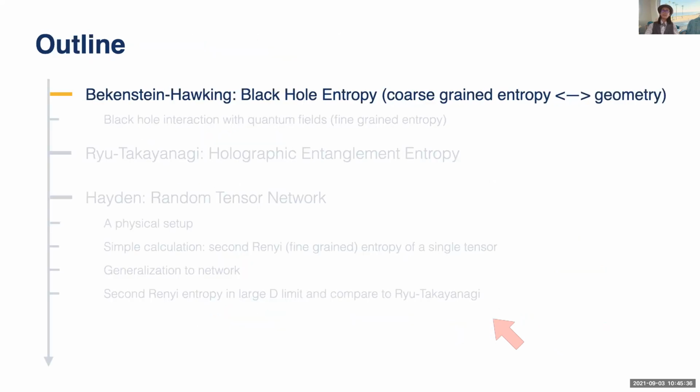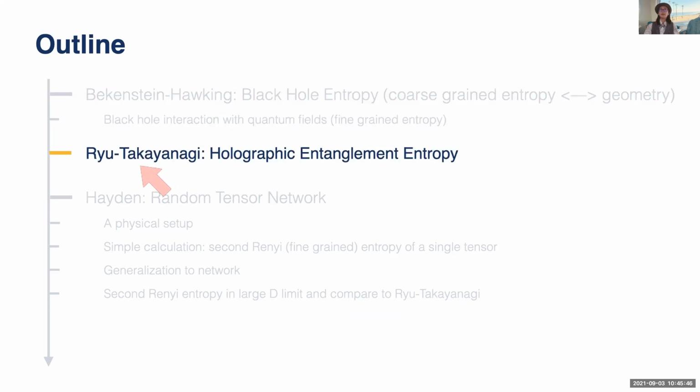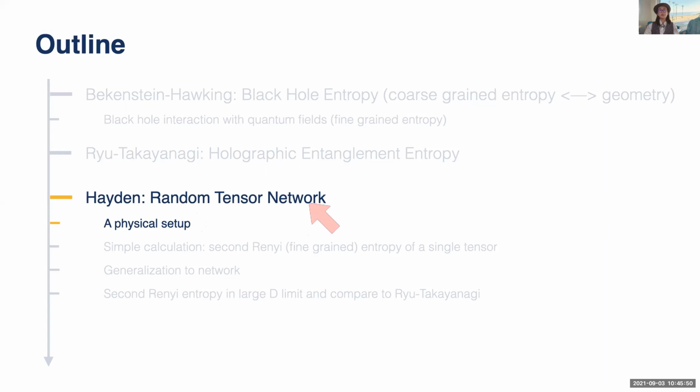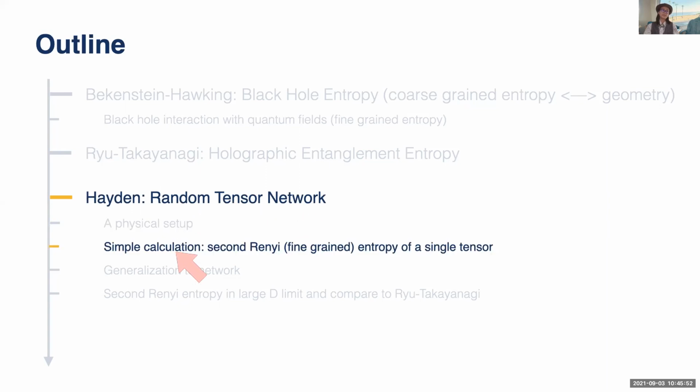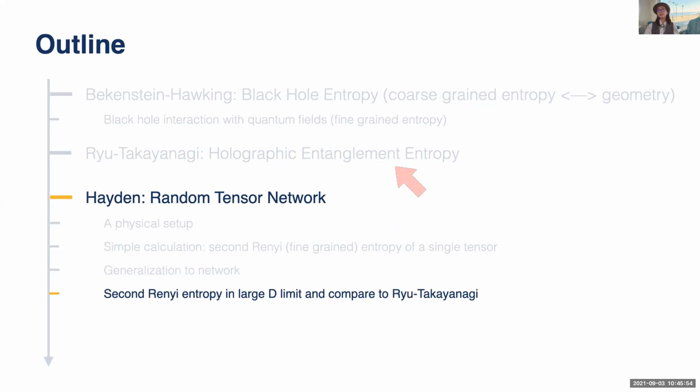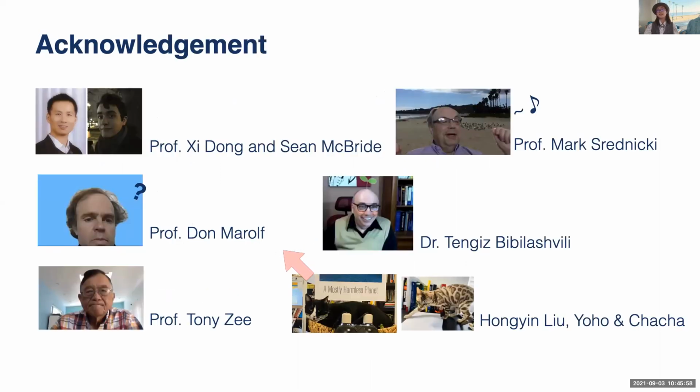Good. And to conclude, we start with black hole entropy, which is a coarse-grained entropy related to geometry. And then we said we want a fine-grained entropy. And then we talked about the Ryu-Takayanagi formula, and we used a random tensor network, gave it a little bit of development, and we verified the Ryu-Takayanagi formula in random tensor network.